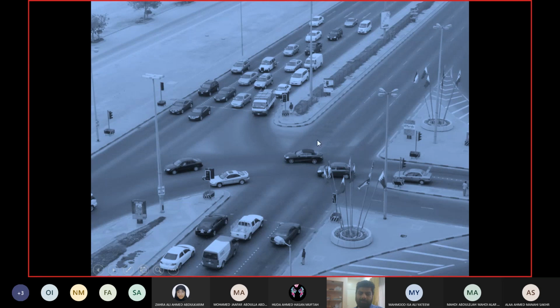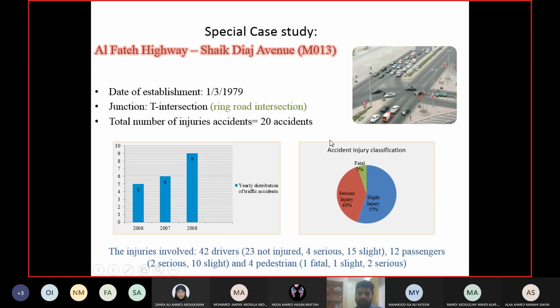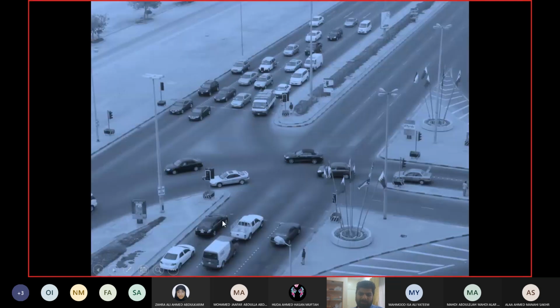So this is the intersection between Sheikh Daij and Sheikh Fateh Avenue, and it's an old picture. You can see the data which I have is from 2006 to 2008. So this is just for the sake of explanation. It has nothing to do with the time period. I just wanted to show you how to apply the concepts which you have studied in this chapter.